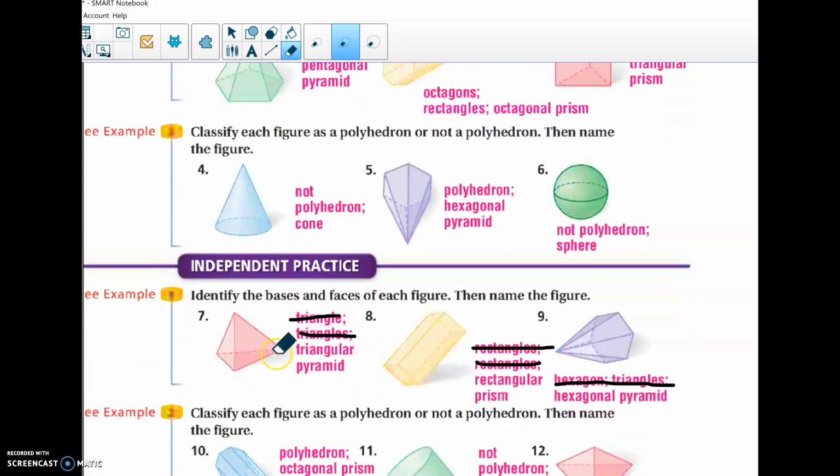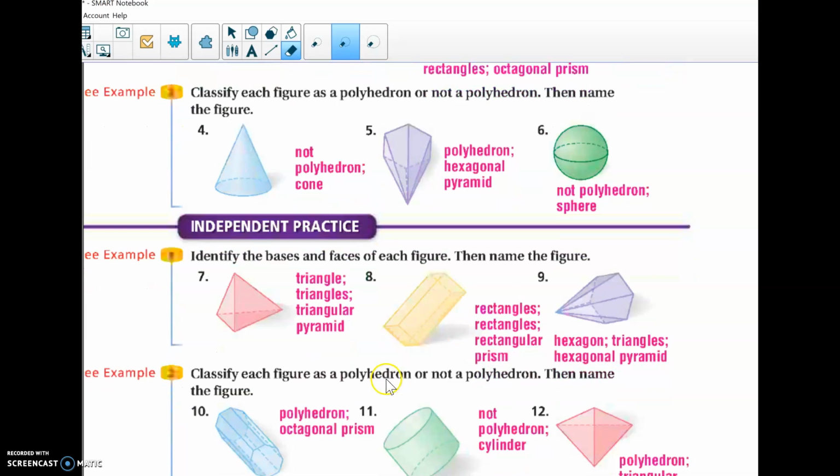Number 7, the base is a triangle, and the sides or the faces are triangles, and that's called a triangular pyramid. It comes to a point. The bases here are squares or rectangles. You could have said either. And the faces are rectangles, and this is called a square prism or a rectangular prism. Either is fine. The bases here are hexagons, or the base is a hexagon, and the faces are triangles, and this is called a hexagonal pyramid.